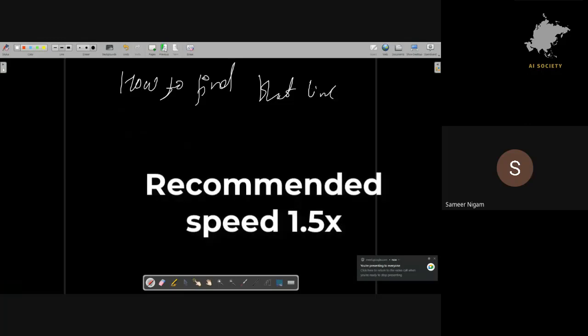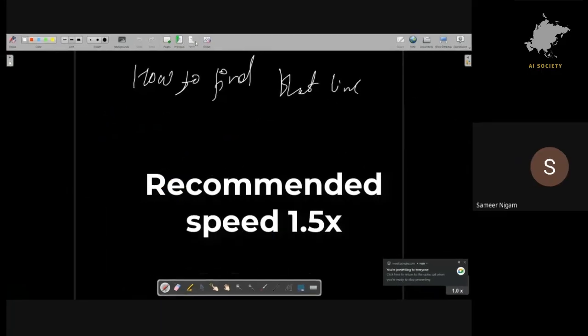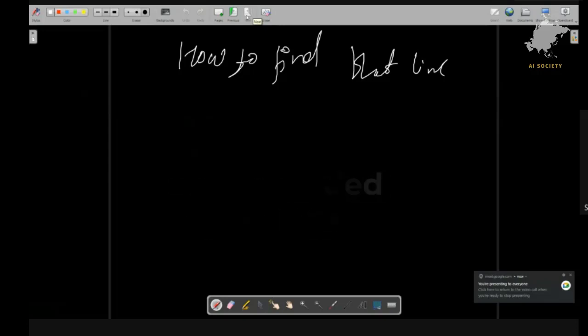How to find that line? Let's understand that. Now, let's say we have a data point like this.